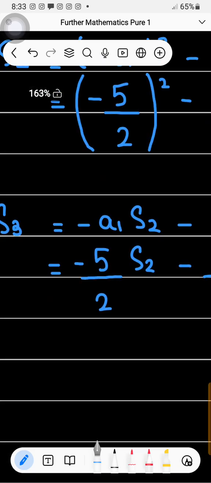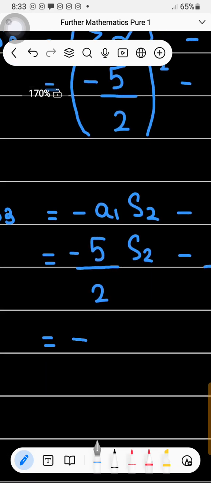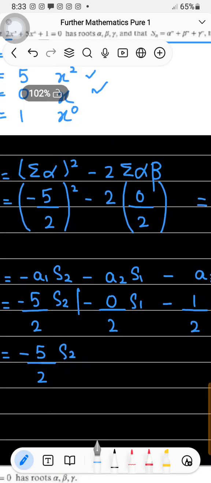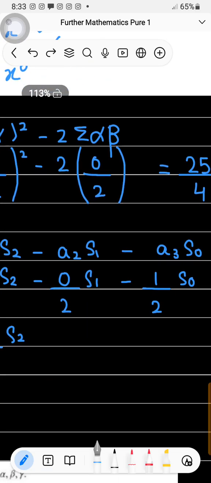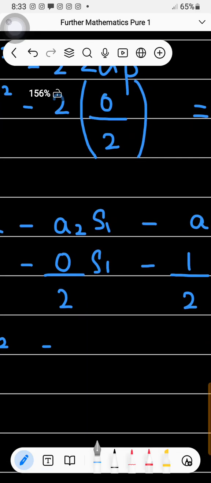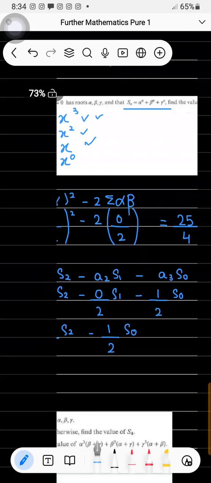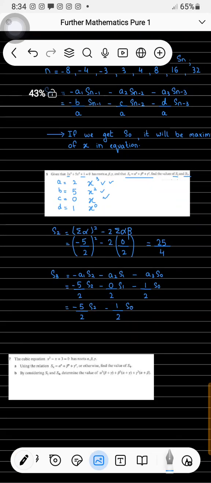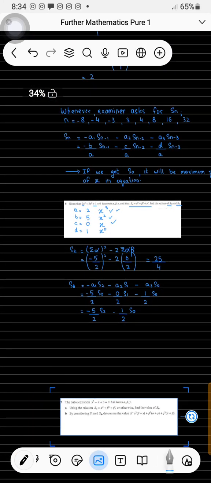We can get our formula for this part. It becomes negative 5 upon 2 S2. This term becomes 0, as 0 upon 2 is 0, and 0 by S1 will also be 0. So now our next term will be negative 1 upon 2 S0. So this is our final formula for this part.